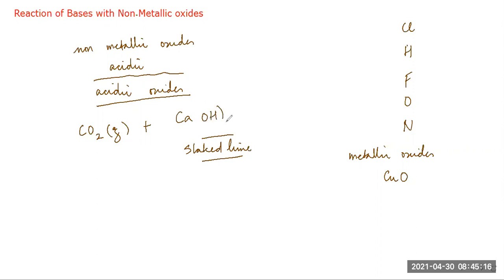So when bases react with non-metallic oxides, they produce salt and water. For example, we can write this reaction: CO2, we know it's a gas, plus slaked lime. Anyone remember the formula for slaked lime? Amritpal Singh? Ca(OH)2. So happy. Calcium hydroxide. So this is slaked lime.